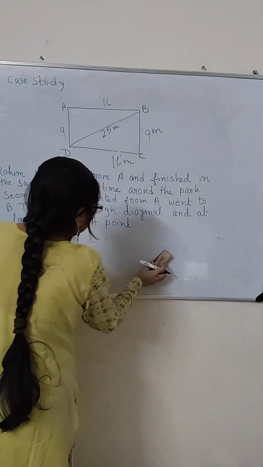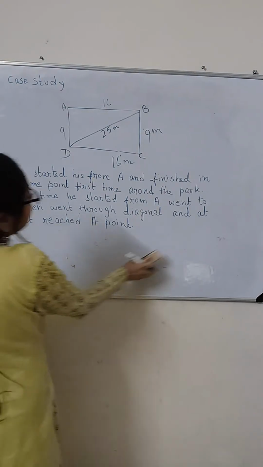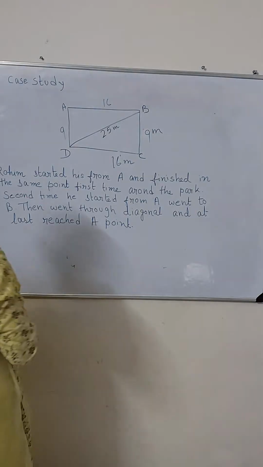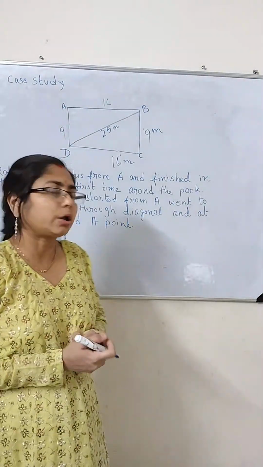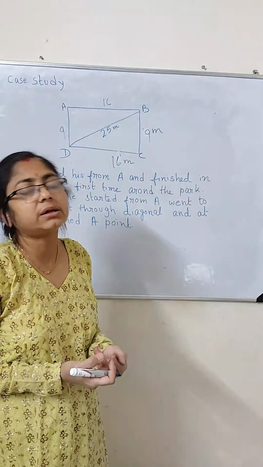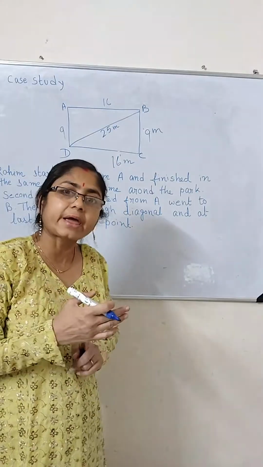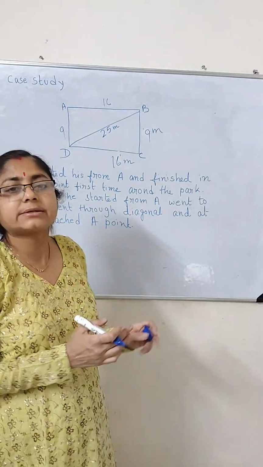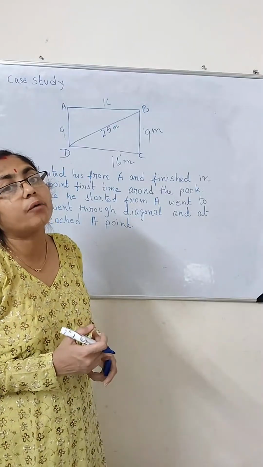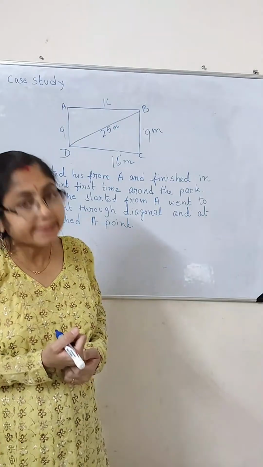It is the fourth one, last mass. Which time he covered more? First time and second time. First time you apply the formula of the rectangle and your answer is 50, and the second time you apply the formula of the triangle, your answer is also 50. So what's our last answer? Which time he covered more? No. Both time he covered the same distance.